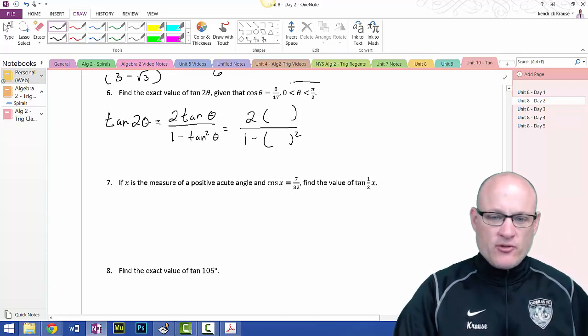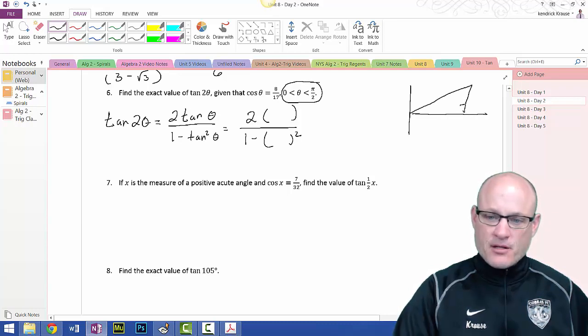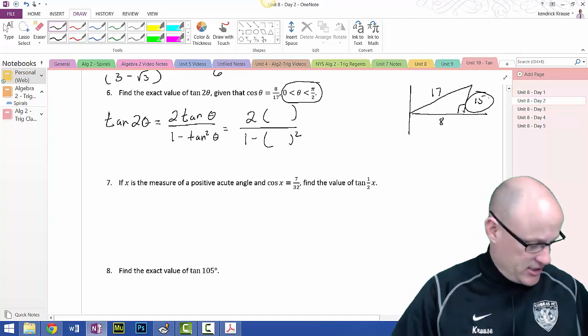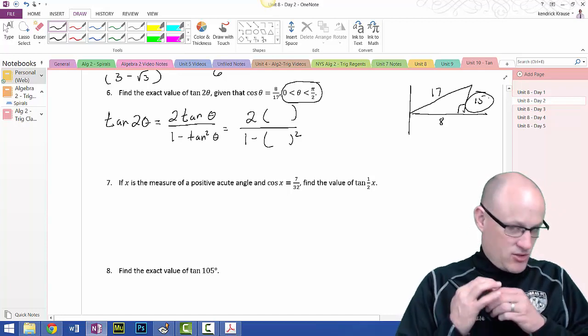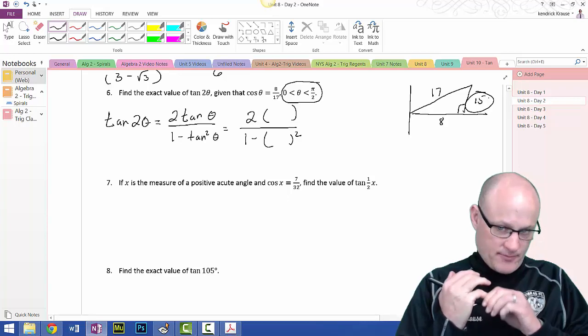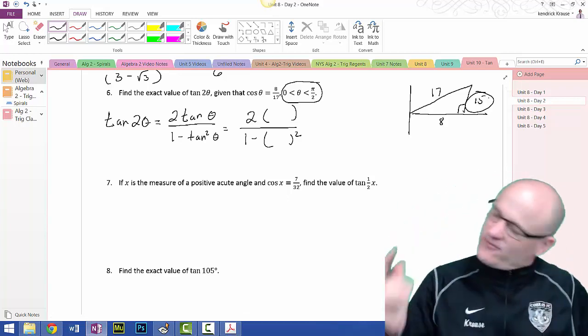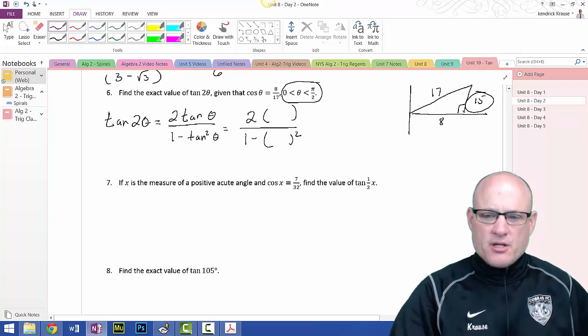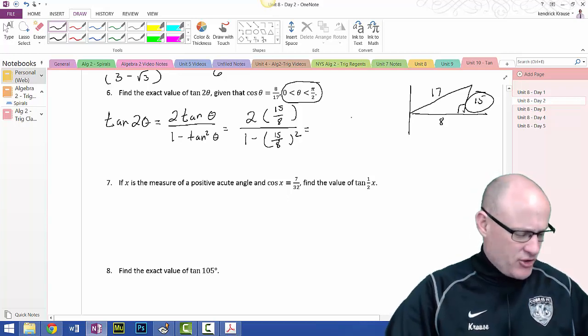Let's see. 0 to pi over 2, that's in the first quadrant. Tangent's positive in the first quadrant, so I don't have to worry about that. 8 over 17, and I think by now you know this is going to be 15, correct? So, tangent is opposite over adjacent, 15 over 8. Now, let me just save you some time.